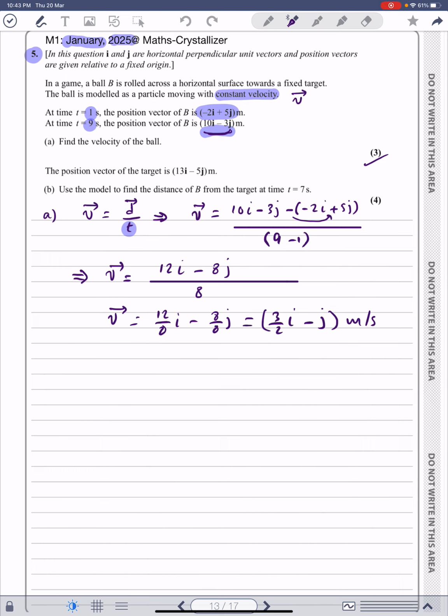Part B: the position vector of the target is 13i minus 5j. Use the model to find the distance of B from the target at time 7 seconds. Also an easy part.